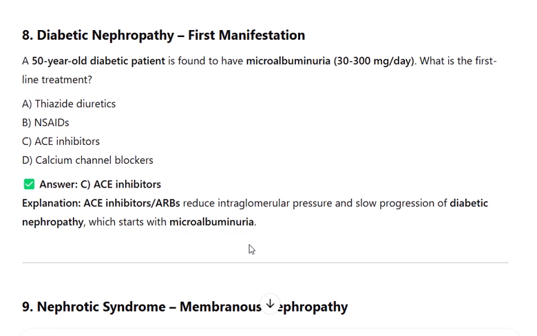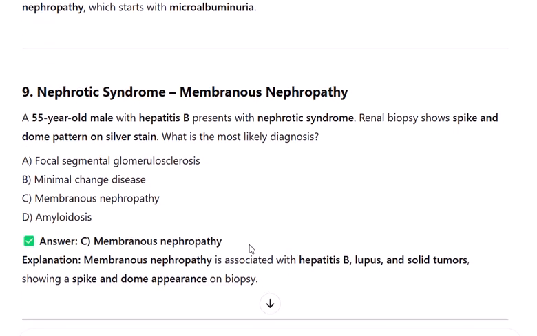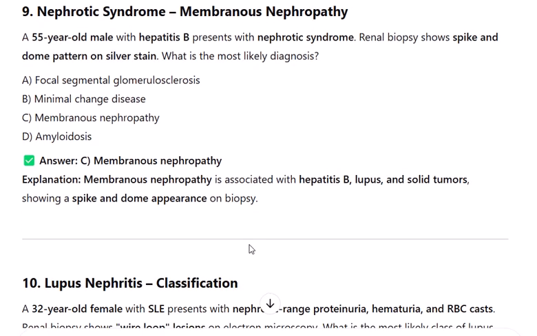9. Nephrotic syndrome, membranous nephropathy. A 55-year-old male with hepatitis B presents with nephrotic syndrome. Renal biopsy shows a spike and dome pattern on silver stain. What is the most likely diagnosis? A. Focal segmental glomerulosclerosis. B. Minimal change disease. C. Membranous nephropathy. D. Amyloidosis. Answer C. Membranous nephropathy. Explanation: Membranous nephropathy is associated with hepatitis B, lupus, and solid tumors, showing a spike and dome appearance on biopsy.